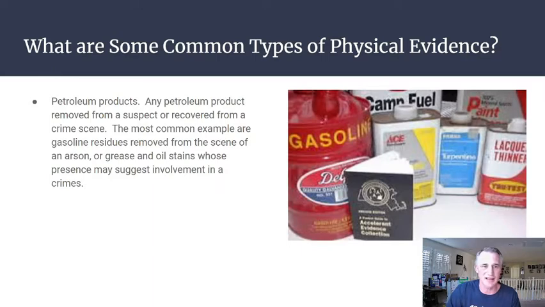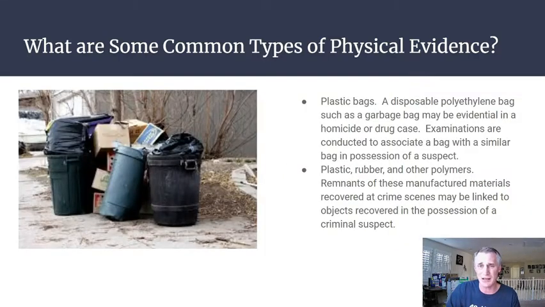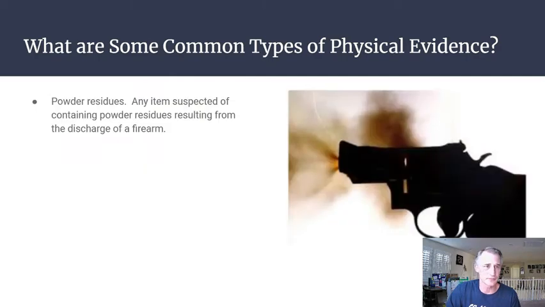Any kind of petroleum products, a lot of these are used as accelerants, like gasoline and stuff, for arsons. So all of those could be a type of physical evidence. Plastic bags, one of the best areas to go to get a lot of evidence is looking at the trash, either inside or even out in the dumpsters, if it's a commercial place that has a dumpster. But looking through the trash, the bags themselves could be evidence, or anything inside them could be evidence. Other things that are made out of plastic, rubber, or polymers.